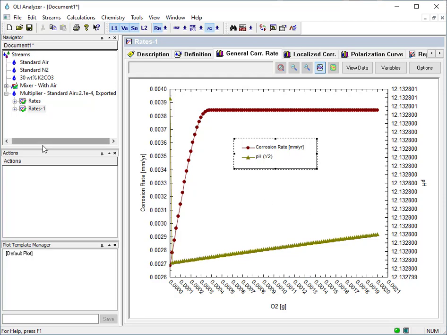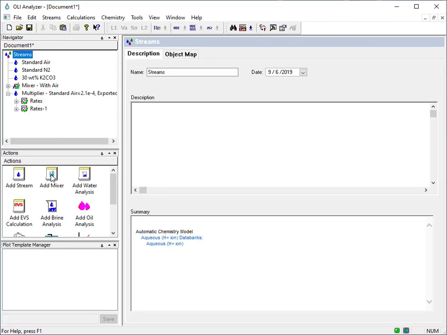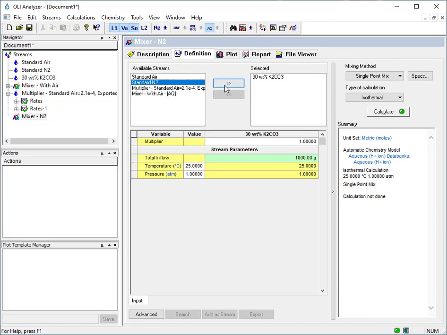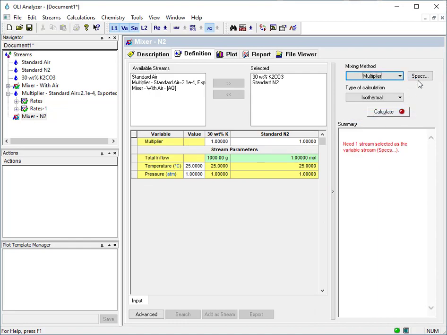You could also do another calculation. Originally, when I did my demo prep, I did the same mixer calculation with nitrogen. So I could do that. I can go create a new mixer, click up here on streams, add a mixer. This one will be just a mixer with nitrogen. Same thing, we'll select the potassium carbonate stream, this time standard nitrogen. We'll run it over the same range of conditions. Oops, that is the wrong value. Need to do a multiplier.